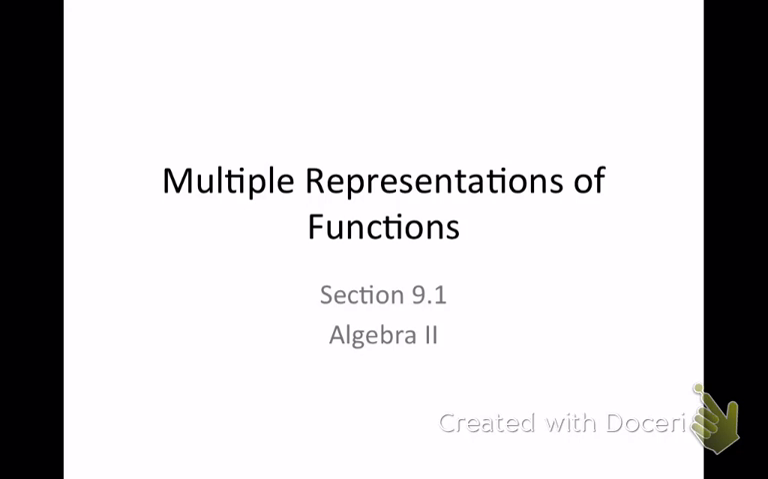What's it mean to be a function? Who remembers what that is? Every x has one y. Yep. Every x has one y. Remember we talked about the vertical line test on a graph type of thing?